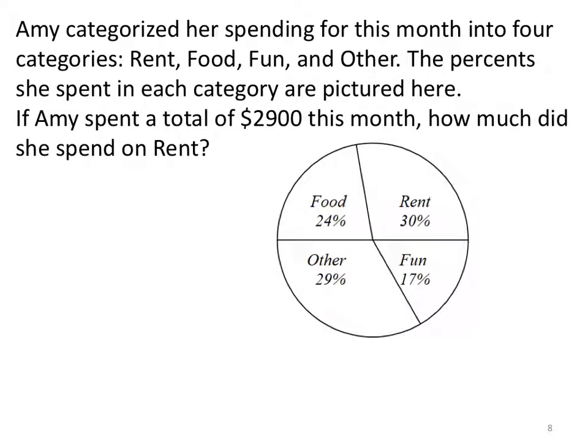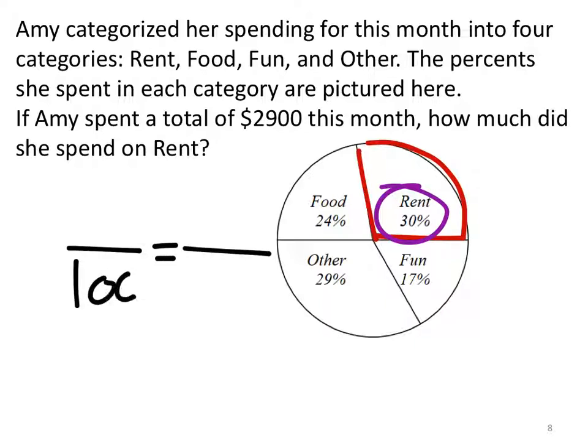Amy categorized her spending for this month into 4 categories: rent, food, fun, and other. The percents she spent in each category are pictured here. If Amy spent a total of $2,900 this month, how much did she spend on rent? Rent in this case is this portion. We're not asking you to find any angles or anything like that. We're just looking at the percentage at 30%. So this is a percent proportion. I've got 100 right here, and this specifically is at 30%.